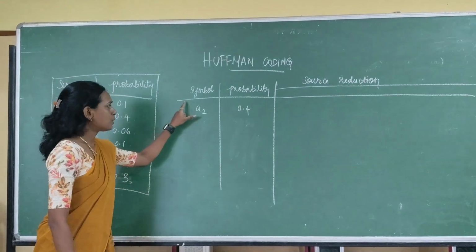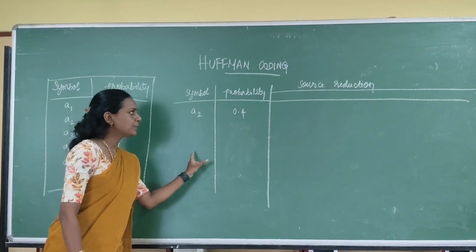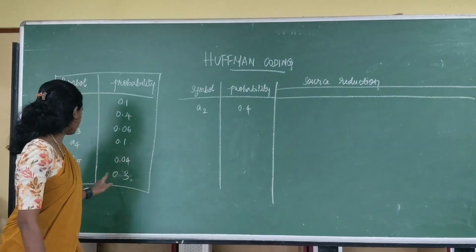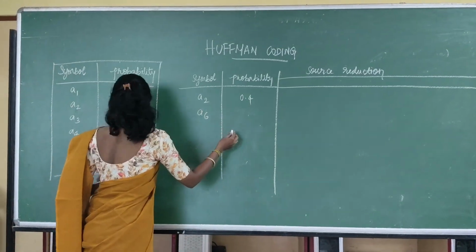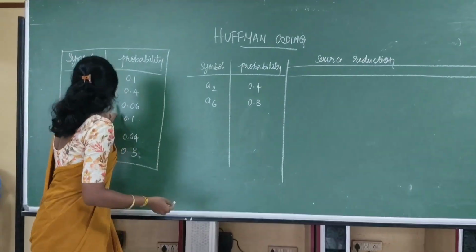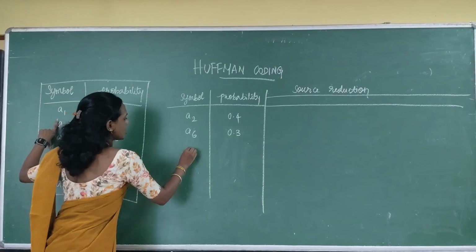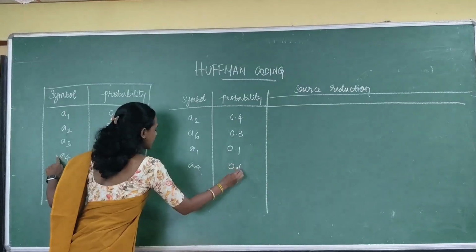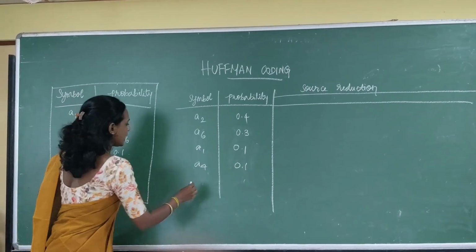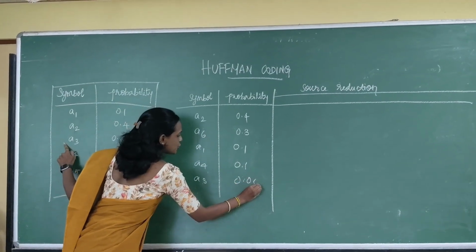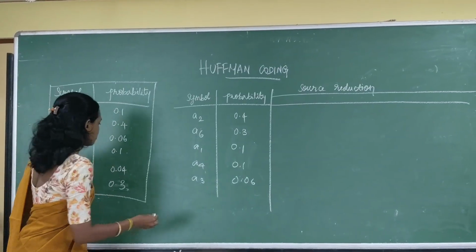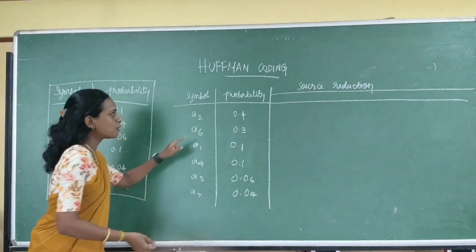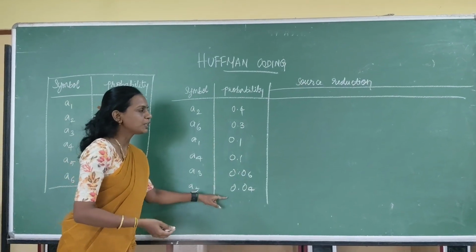So first I'm going to arrange my symbols in descending order of the probabilities. First I've taken A2, which is 0.4, followed by A6, which is 0.3. After that we have A1 and A4. A1 is 0.1 and A4 is 0.1 again. After that we have A3, which is 0.06, and A5, which is 0.04. So I've arranged the probabilities in descending order. This is the first step.